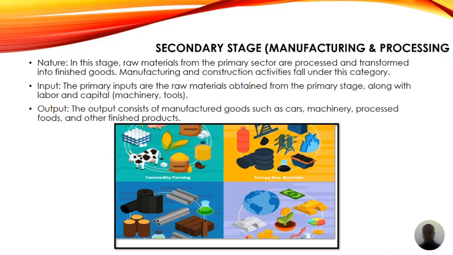Then energy raw materials, how they're going to be used to produce electricity. Look at Wange power station. We have coal being burned and producing electricity. That's all falling under manufacturing and the secondary stage. You see, we are looking at the energy raw material being used to produce electricity.